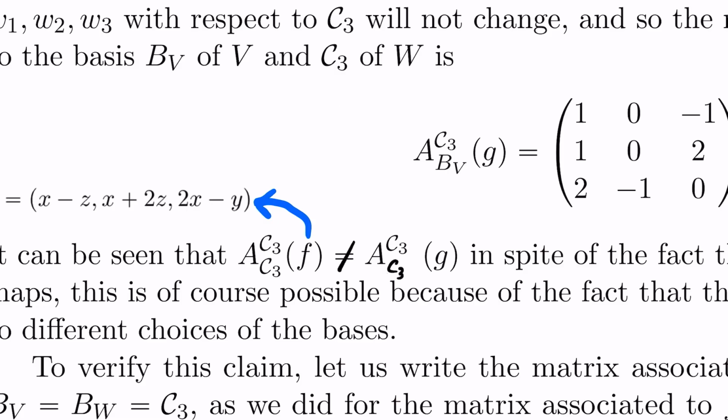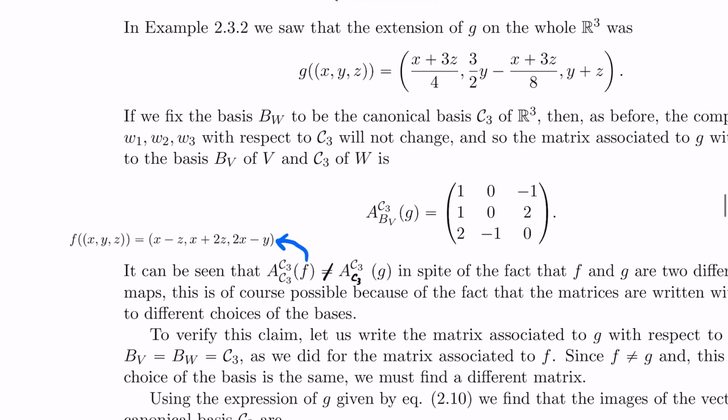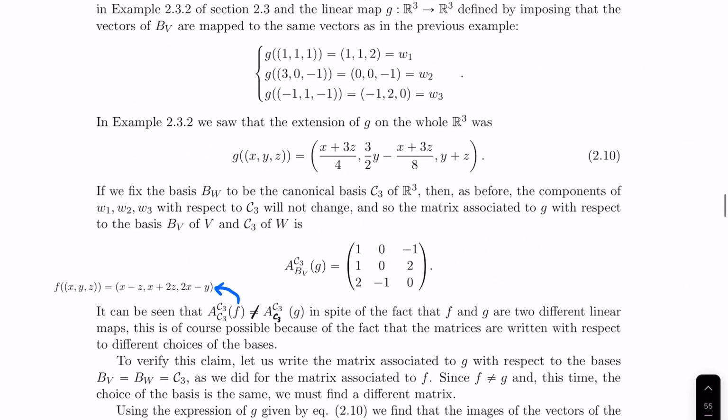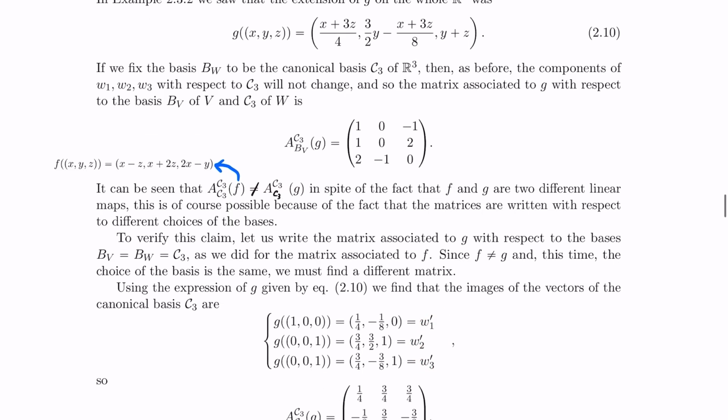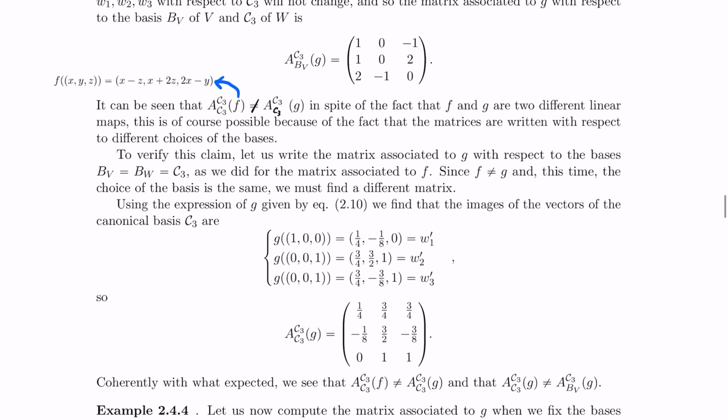As we know, in order to do that, we must go back to the explicit expression of the linear map G, which is written here. And then we have to replace the generic expression of xyz by the expression of the canonical basis vectors that are written here. Following the rules specified by the function g, we obtain these new vectors, which will become the columns of the matrix A associated to G with respect to the canonical basis for both the domain and the range.